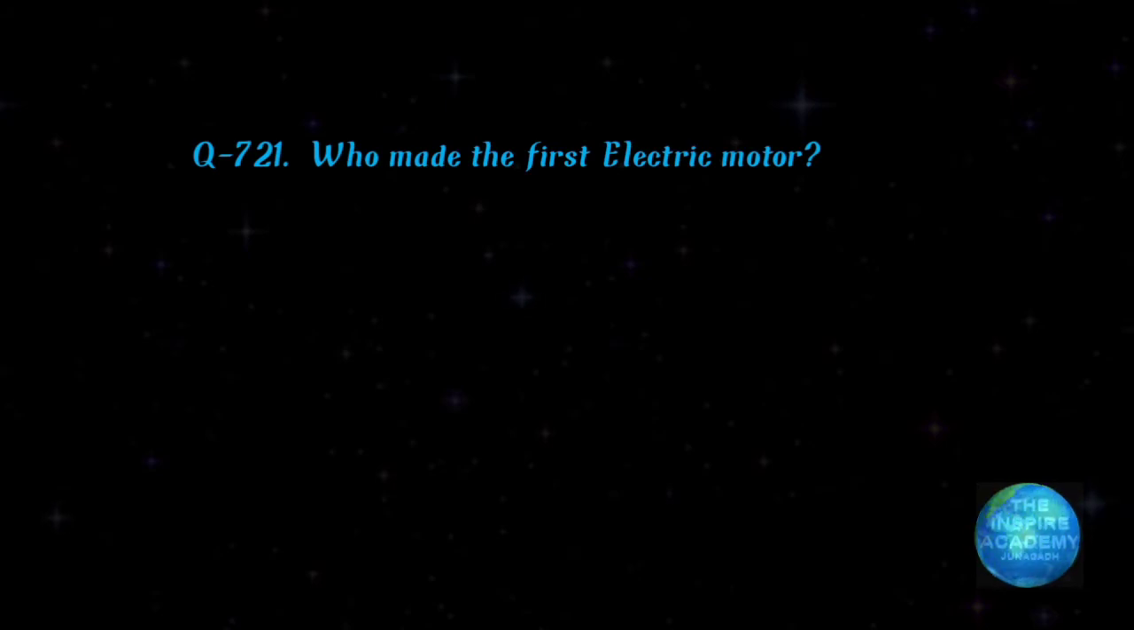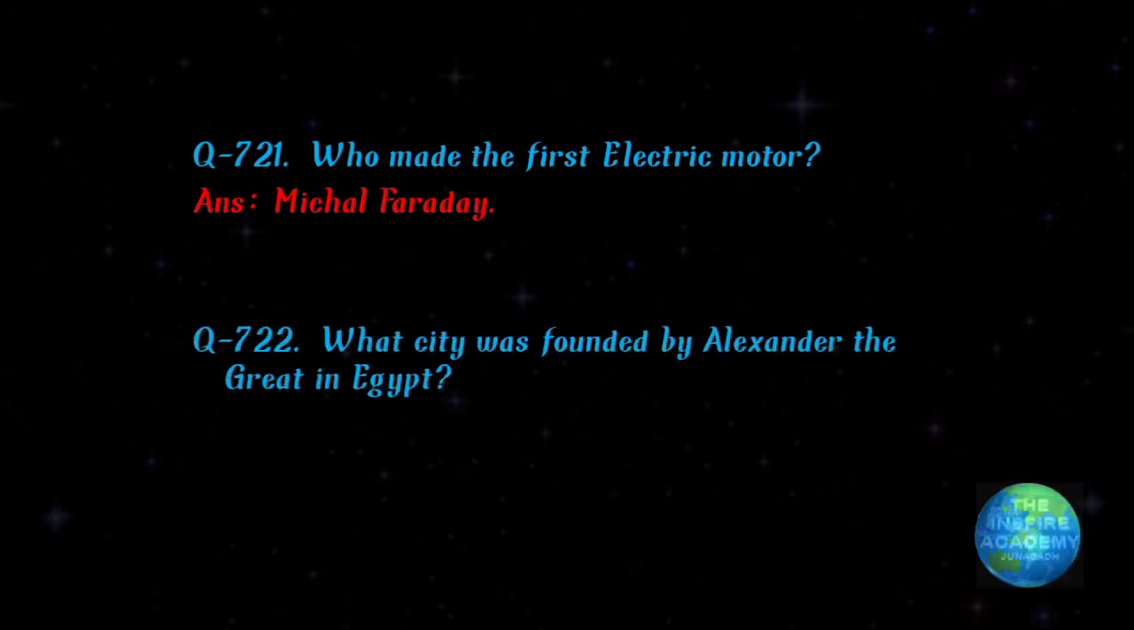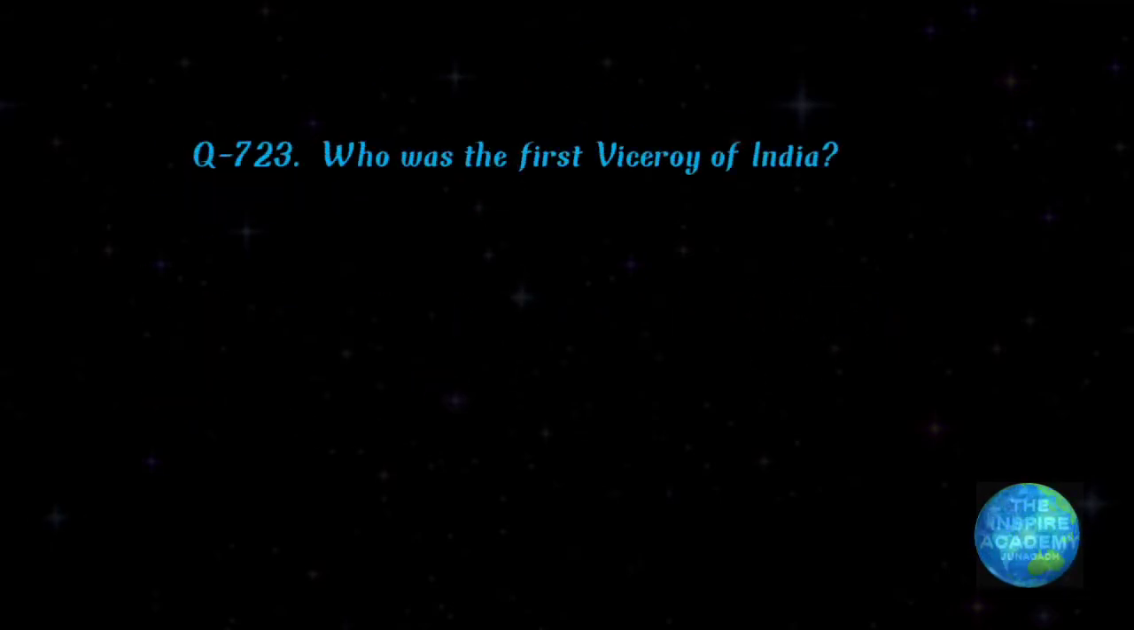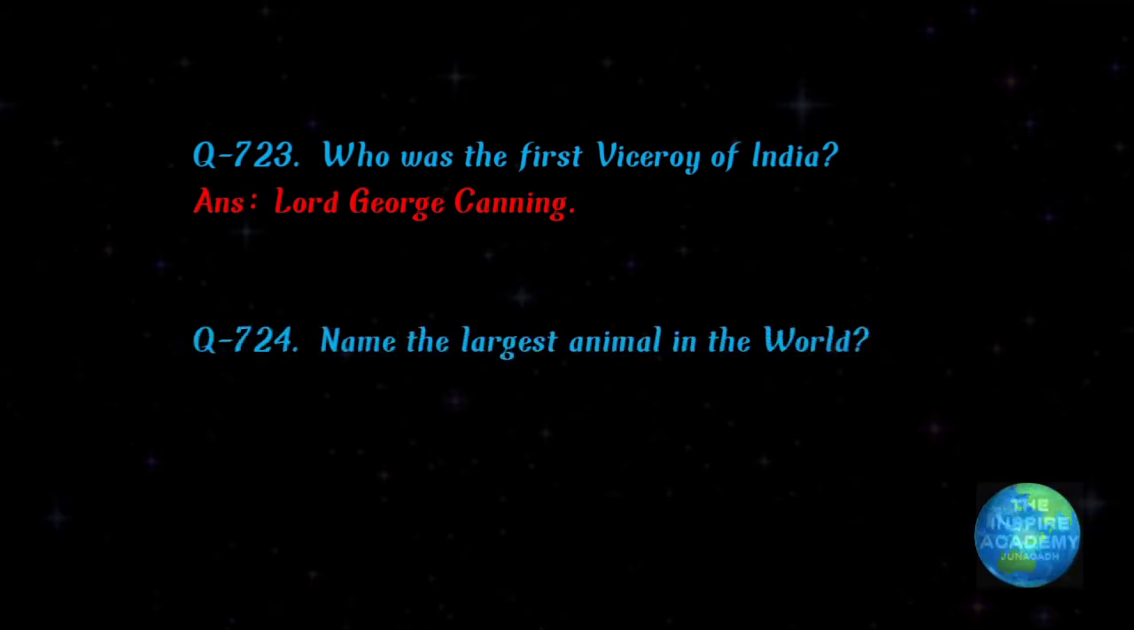Who made the first electric motor? Michael Faraday. What city was founded by Alexander the Great in Egypt? Alexandria. Who was the first Viceroy of India? Lord George Canning. Name the largest animal in the world. The blue whale.